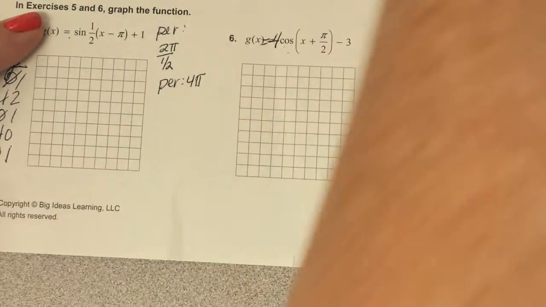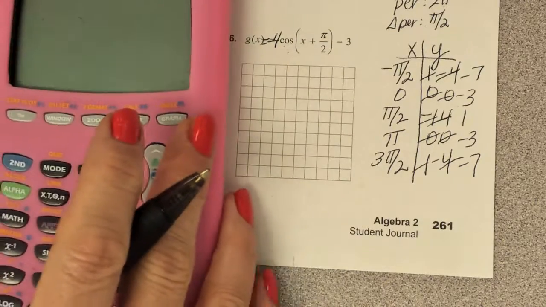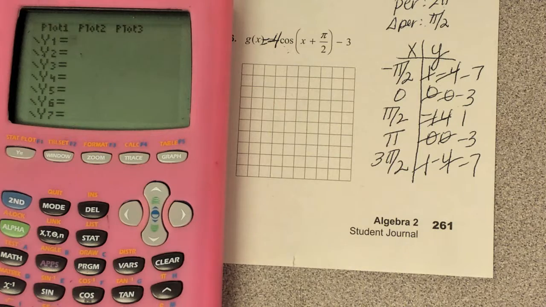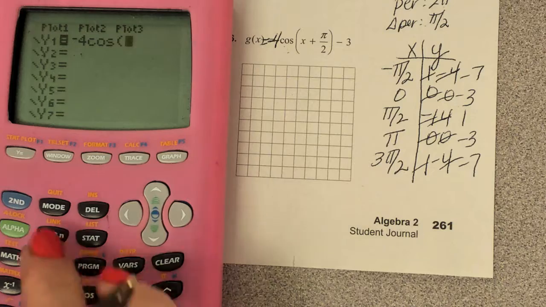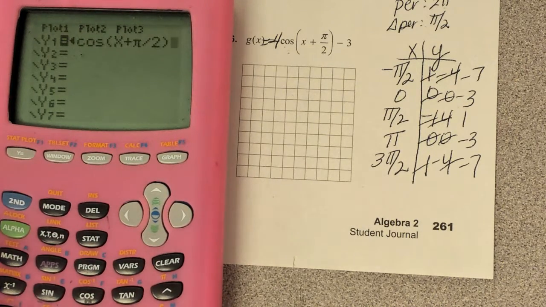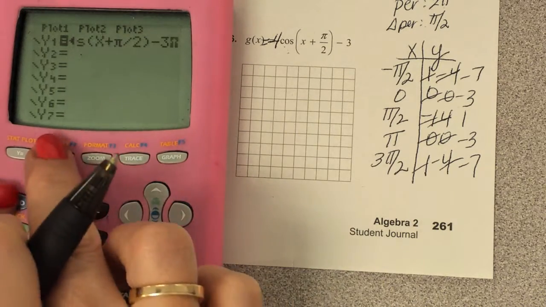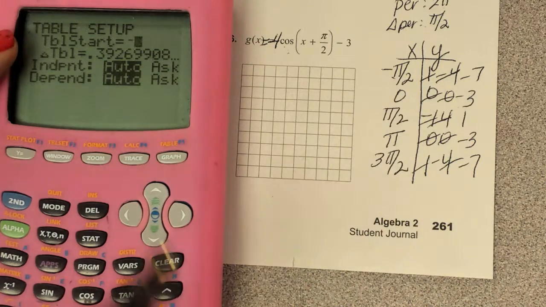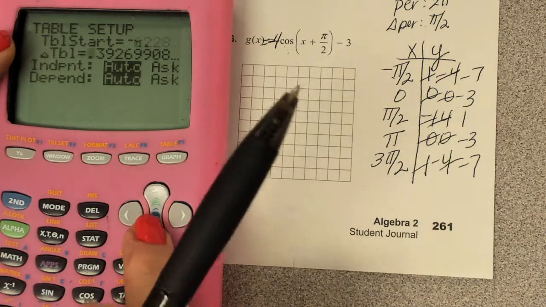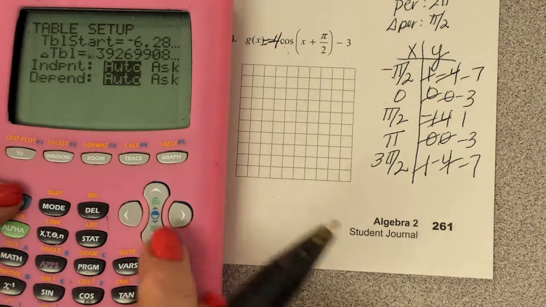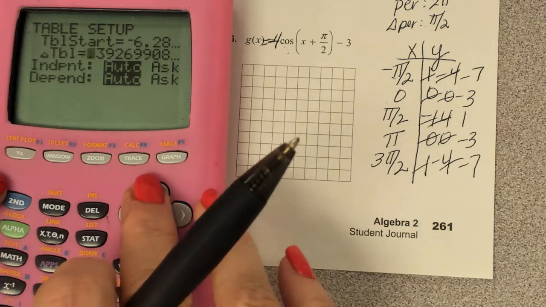Okay. So let's say we're taking a test. We want to get this right, so we're going to check it. I'm not sure I'm going to let you use calculators since I've shown you so much on it, but we'll see. So I'm going to put this in here. So now I need to set up my table. So my table is starting at -pi/2. And my table is going by pi/2.